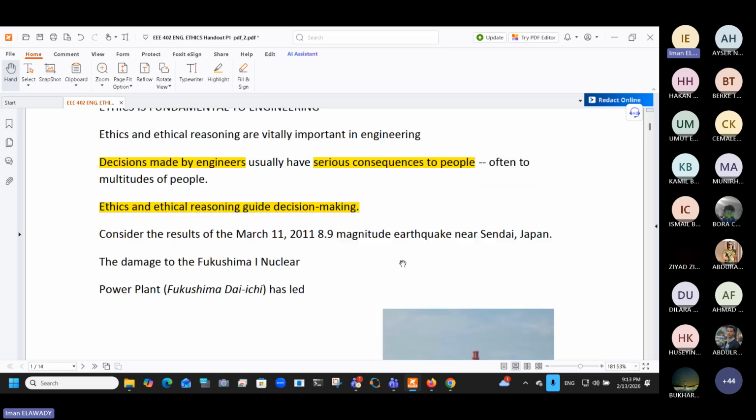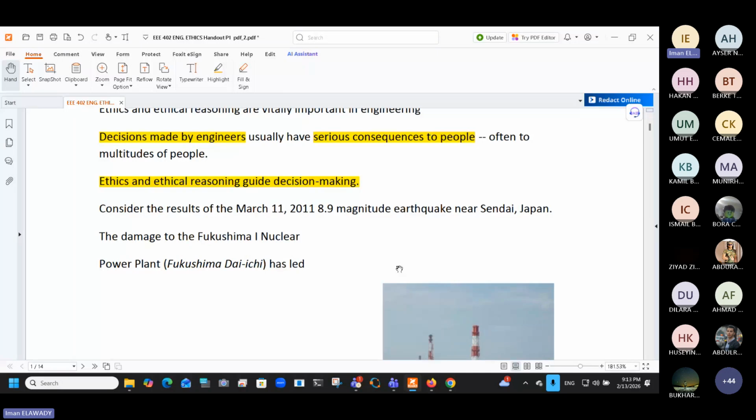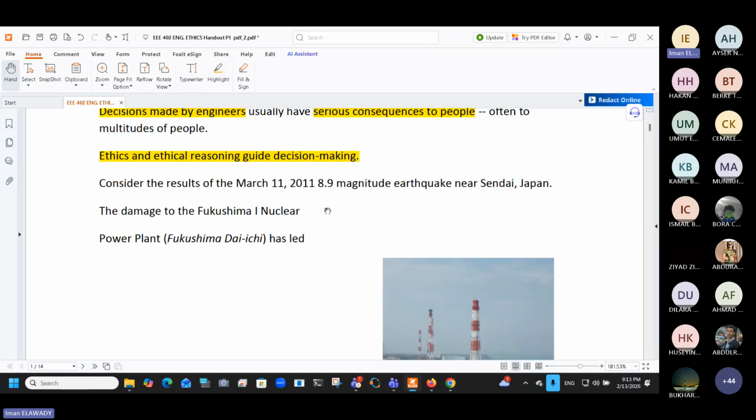Please download this. I will give you two or three minutes. Try to read this in whichever language you want. Here they are talking about an issue that happened in March 2011. There was an earthquake, I don't know if you heard about it, near Japan.